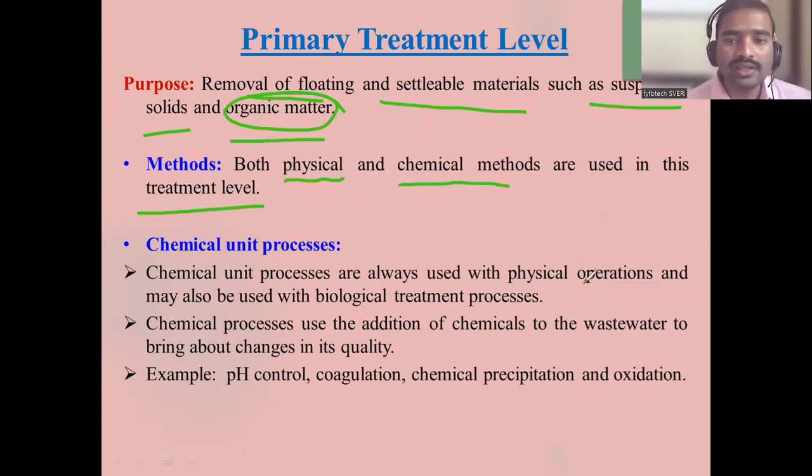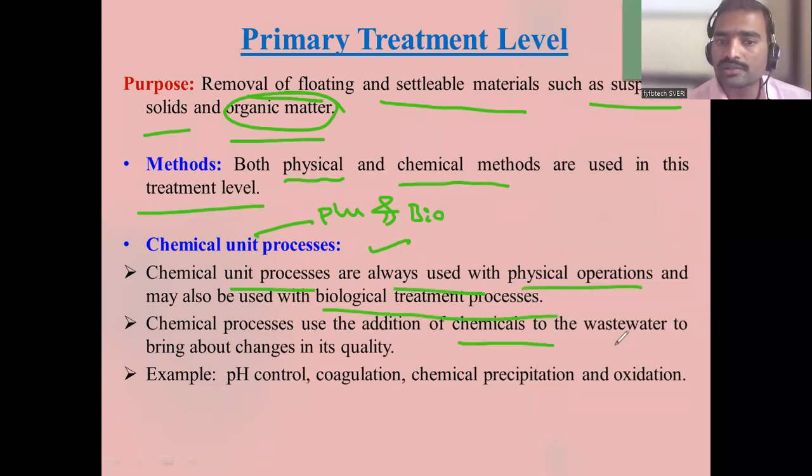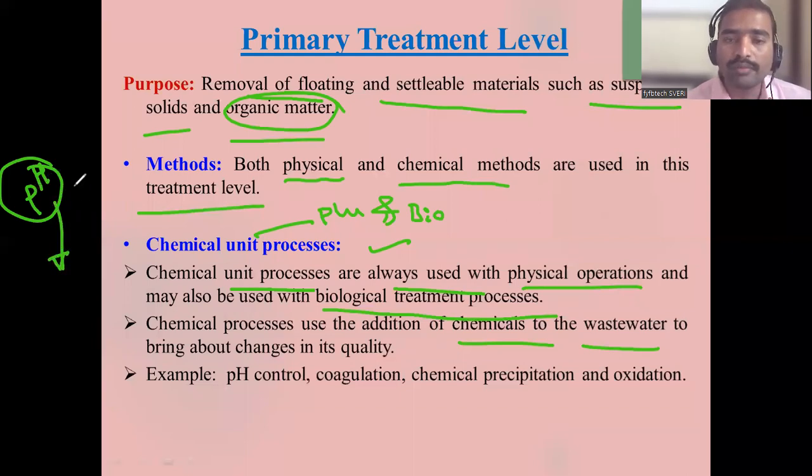Next. So here, what are the steps in the chemical unit process? Chemical unit processes are always used with the physical operations and can also be used with the biological treatment processes. Chemical processes use the addition of chemicals to the wastewater to bring about changes in its quality. If you consider pH, if the pH is very high, then that is a danger. I have to reduce this pH by adding chemicals.